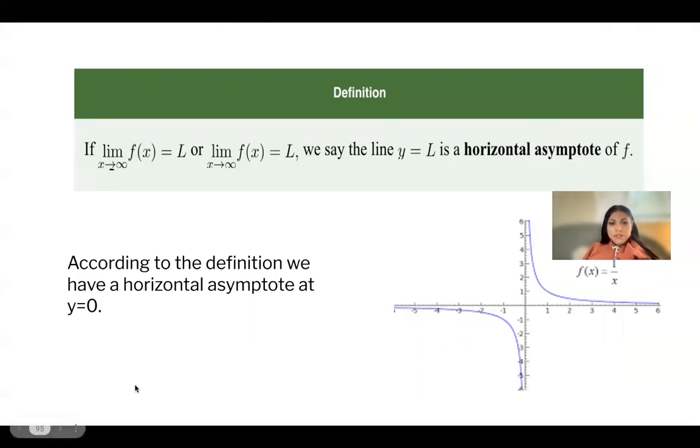So again, according to the definition, since the limit going to negative infinity is equal to the limit going to the right, positive infinity, we say that we have a horizontal asymptote at y equals 0. So that's just a basic application of using infinite limits to show that we have a horizontal asymptote. So that's just a little bit of a closer on that.